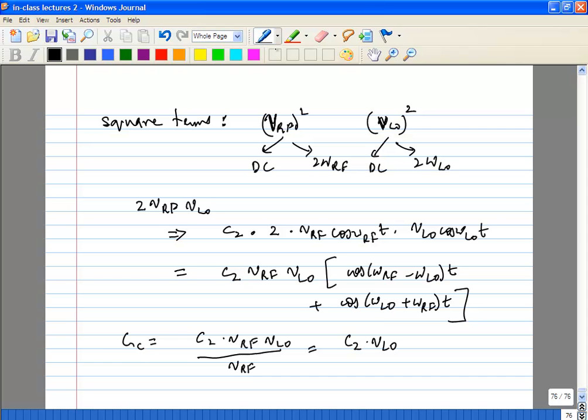So what that means is your C2 is typically fixed. Once you fix the transistor bias and everything, say it's composed of transistors, for a given system C2 is fixed. That means that if you fix the amplitude of your LO, then it's a linear mixer, because the gain is linear.